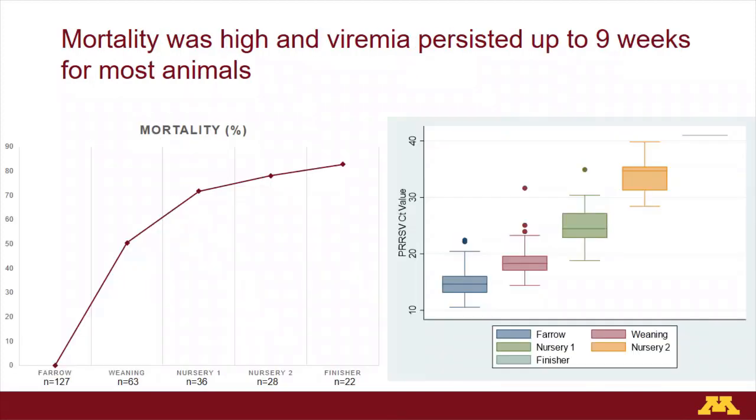So here, not really related to PRRS diversity, but for this particular population, mortality was very high. We started with 127 animals, and by the end we had only 22 survivors. CT values were high in the beginning, and they remained positive until our second sampling at the nursery, but by the time of our sampling at the finisher site, they were all negative.